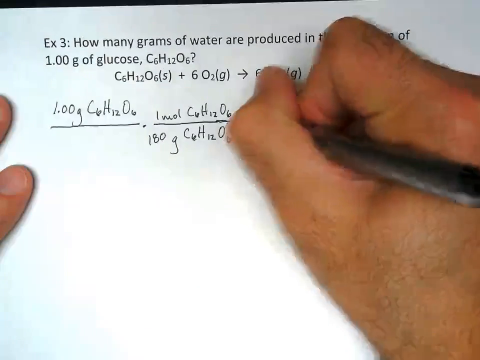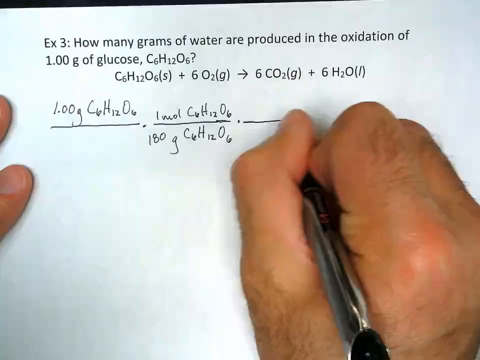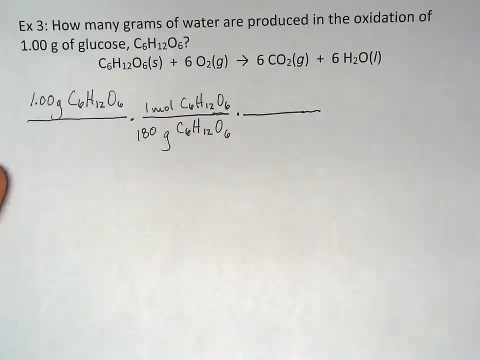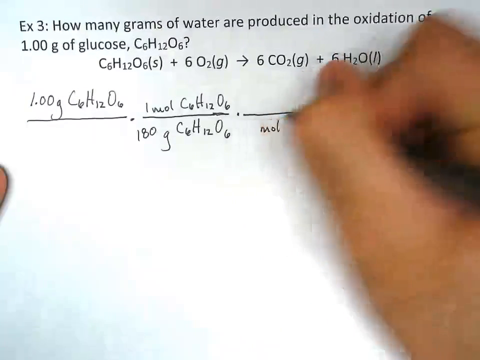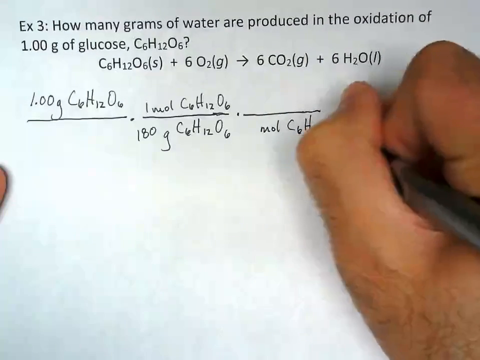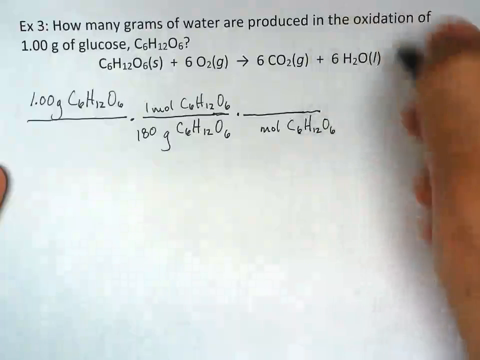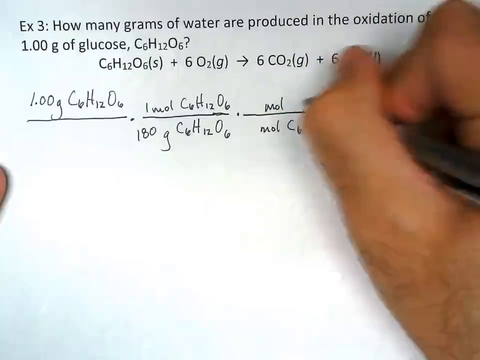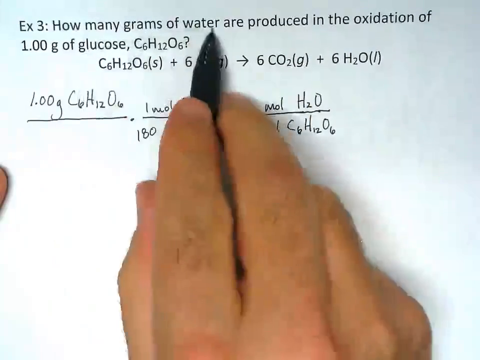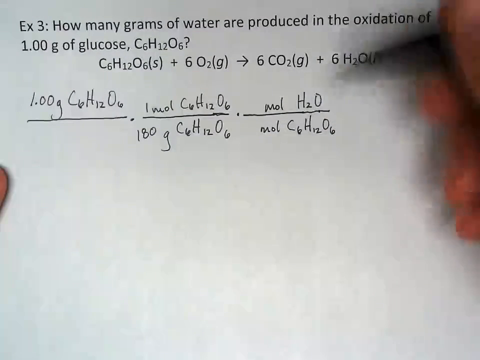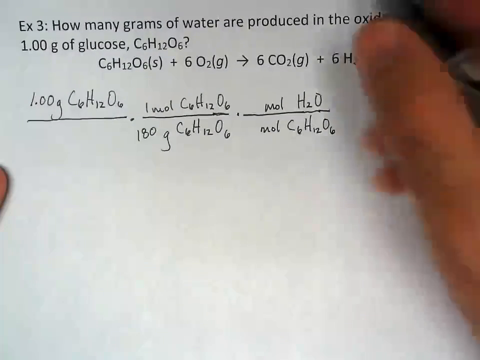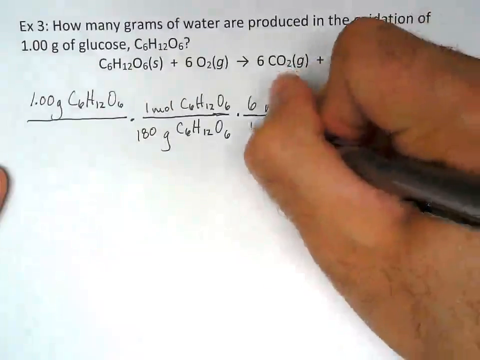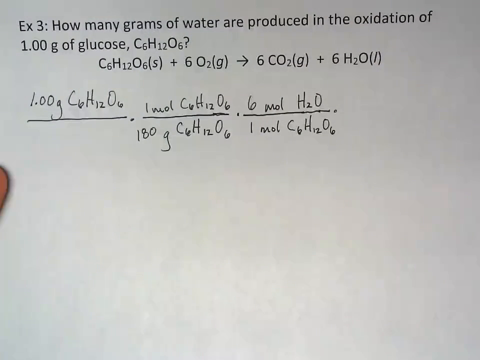Okay. Next step, what goes on the bottom? Moles of glucose, good. And what am I turning it into? Say it again. Good. Moles of H2O. Because we're looking for grams of water, right? So we need to get into moles of water first. All right. Number in front of the H2O is what? 6. Good. In front of the glucose? So 1. Excellent. Okay. Next step.